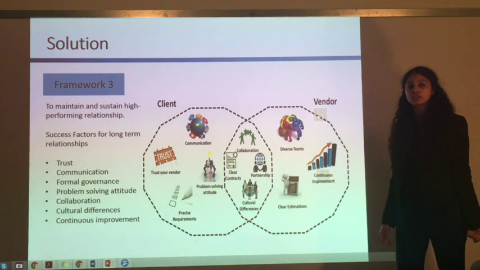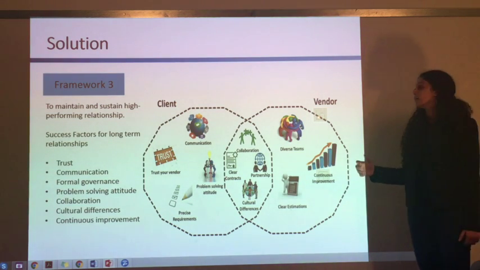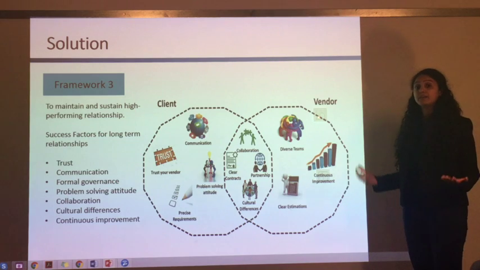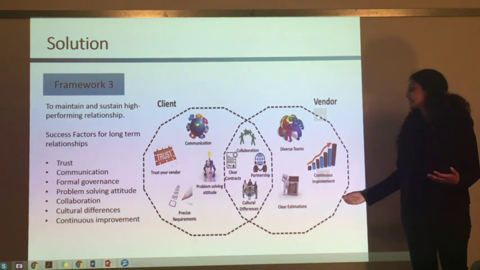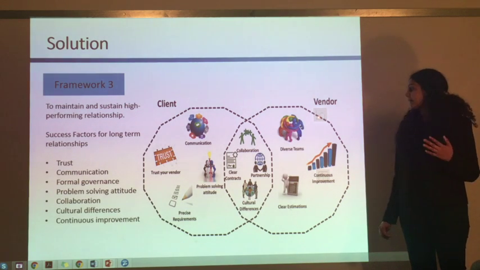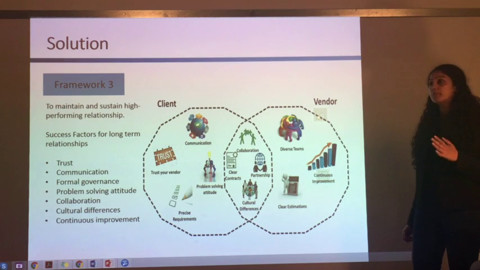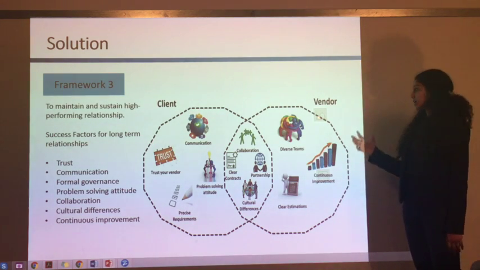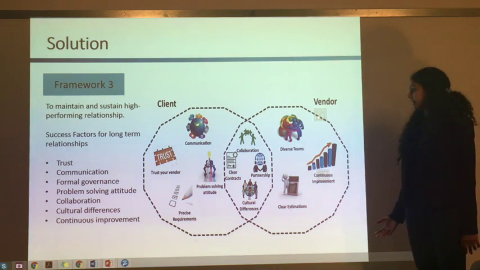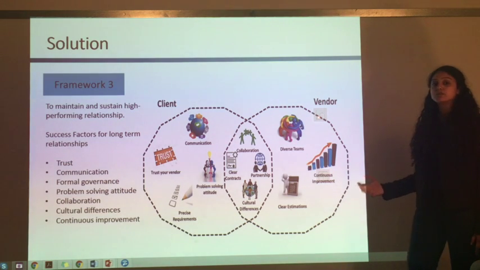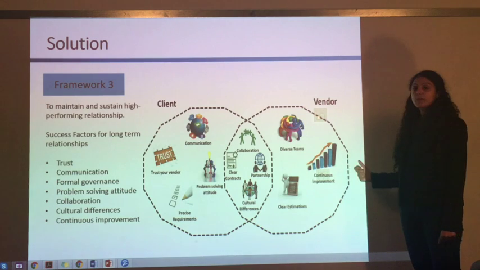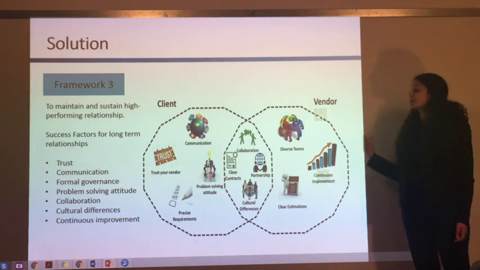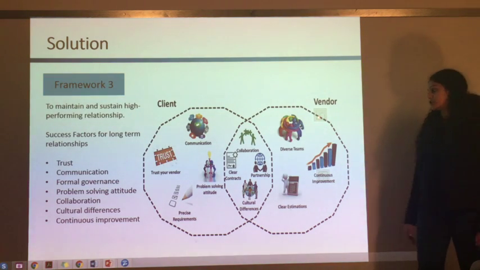First of all is collaboration. Both of them need to work together to improve their processes and benefit from their relationship. The second is clear contract. In this case, we have formal governance that has to be taken care of and make sure that there are clear contracts and clear performance metrics to be shown by the vendor and the client. Partnership between the two is very important. And the next is the cultural differences. The client and the vendor must understand the cultural differences between each other to have a better relationship.